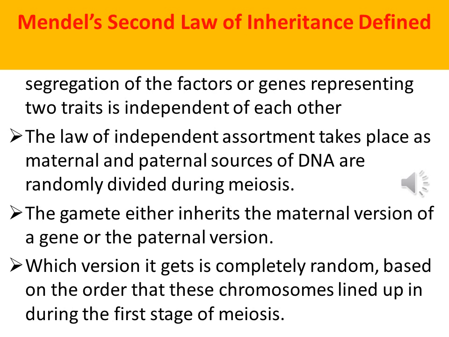Mendel's law of independent assortment, which is the second law, says that the segregation of the factors or genes representing two traits is independent of each other. The law of independent assortment takes place as maternal and paternal sources of DNA are randomly divided during meiosis. The gametes either inherit the maternal version of a gene or the paternal version. Which version it gets is completely random, based on the order that these genes lined up during the first stage of meiosis.